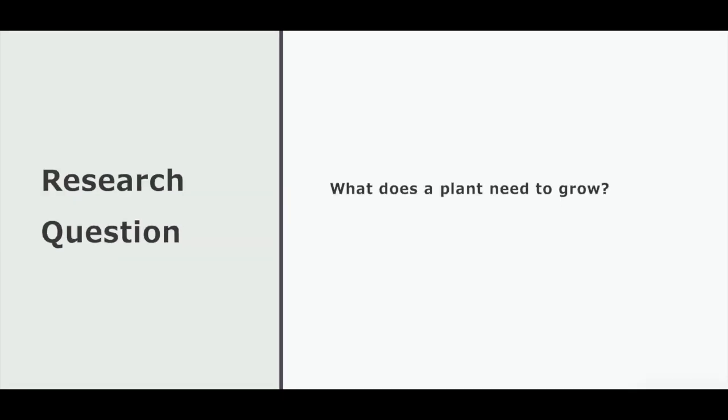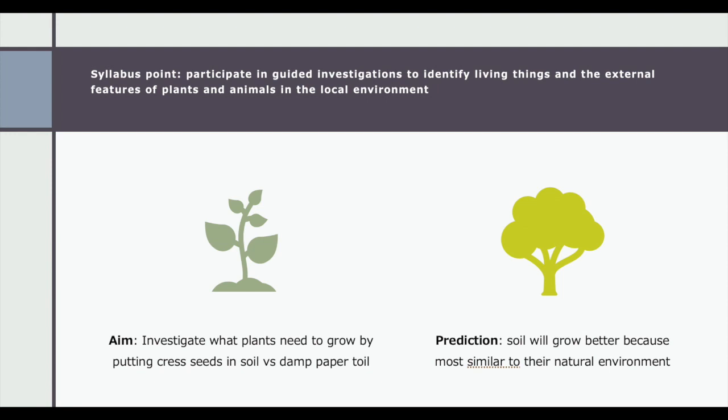Our research question is what does a plant need to grow? Our aim is to investigate what plants need to grow by putting cress seeds in soil versus damp paper. Our prediction is soil will grow better because it's most similar to the natural nutritious environment.